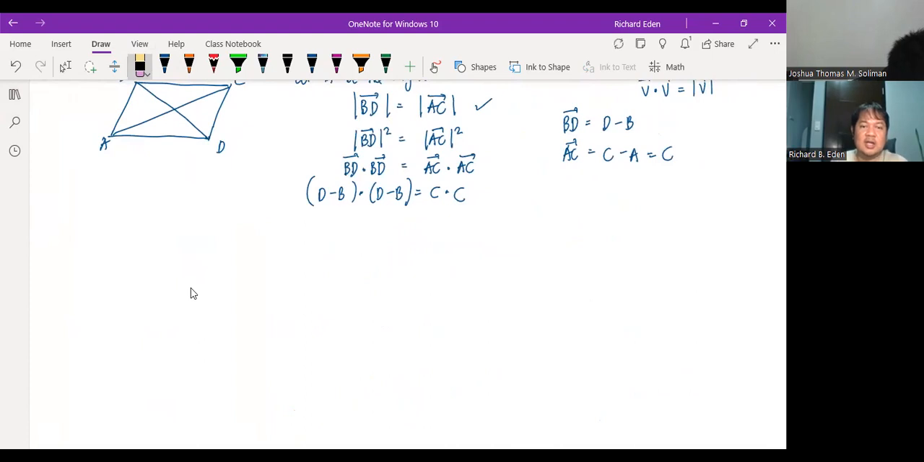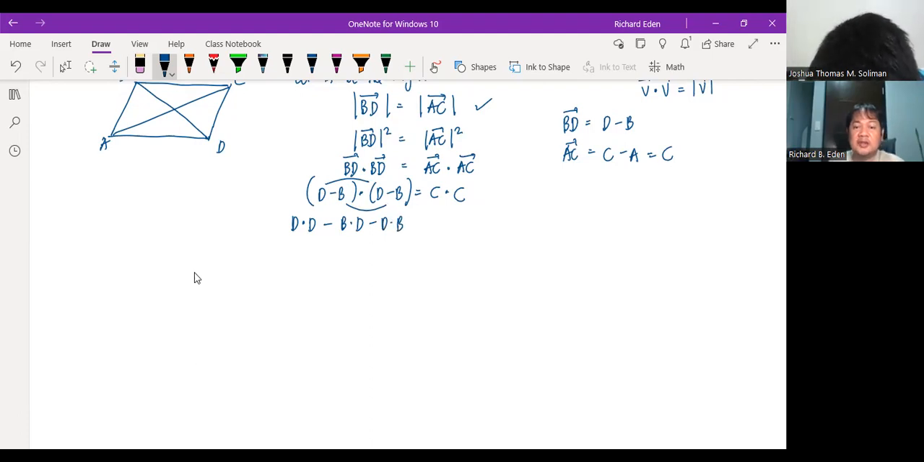So here we get likewise D dot D minus B dot D, so D dot D, then minus B dot D, minus D dot B, and then minus B dot minus B, so plus B dot B. That's equal to C dot C.